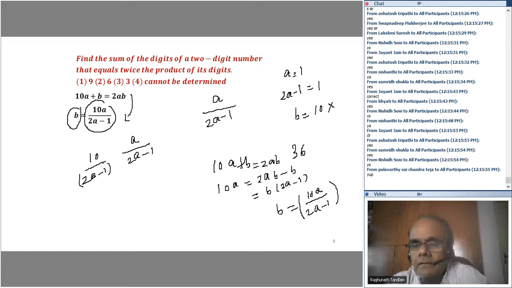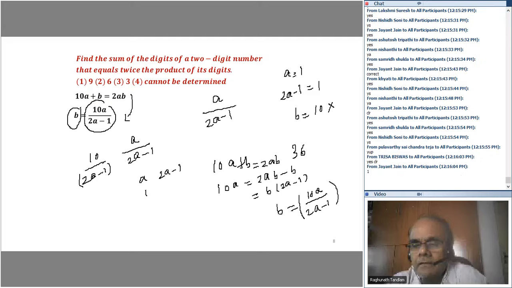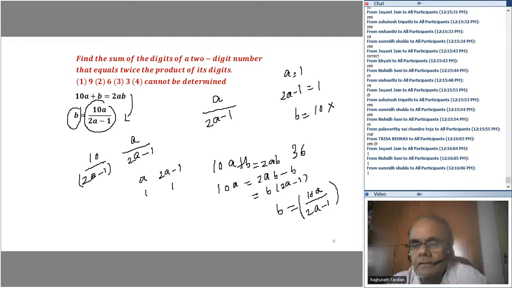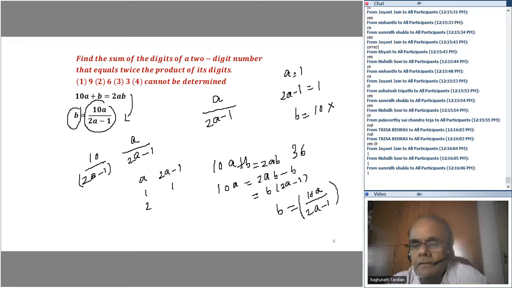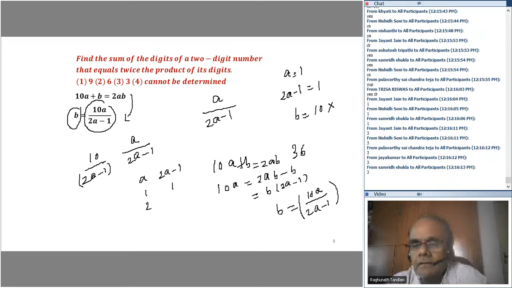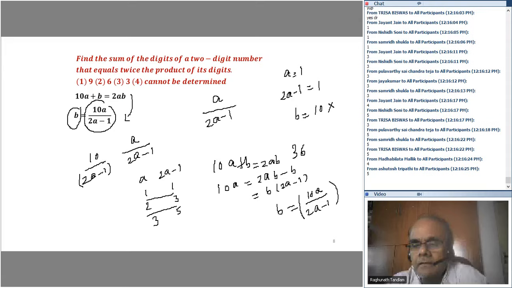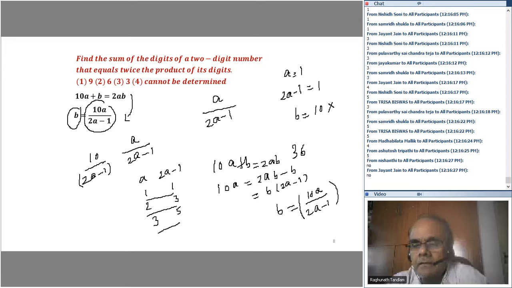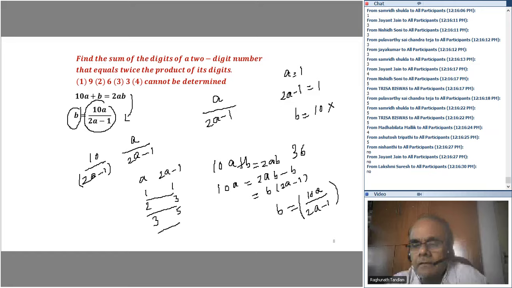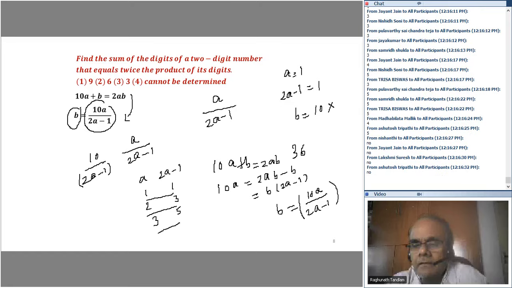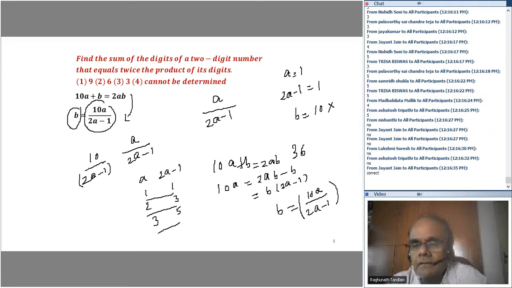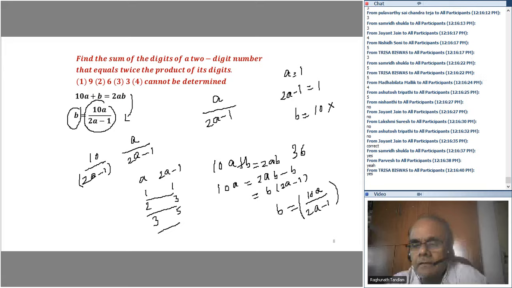What is co-prime? If a is 1, what is 2a minus 1? 1. If a is 2, what is 2a minus 1? If a is 3, what is 2a minus 1? Do they have any common factor other than 1? Those numbers are called co-primes. That is why a and 2a minus 1 are co-primes.